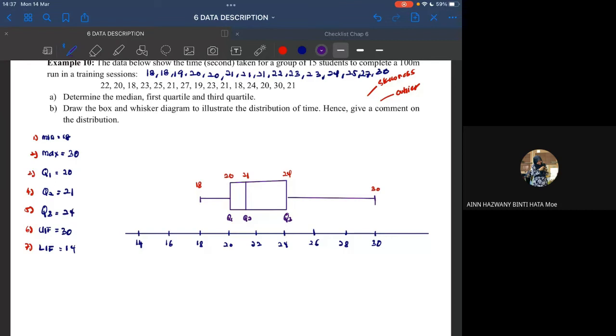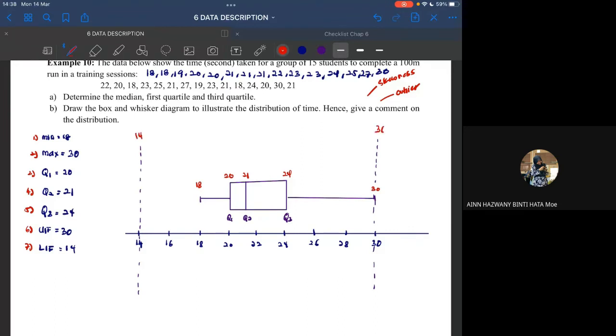Okay. So next is upper inner fence, lower inner fence. Lower inner fence is 14. So here is your 14. Upper inner fence is 30. Betul ke? Upper inner fence is 30. Alah, saya patut buat example 11 dulu tadi. Tak apalah. Okay. So this is 14.